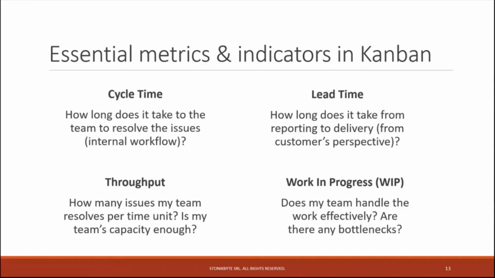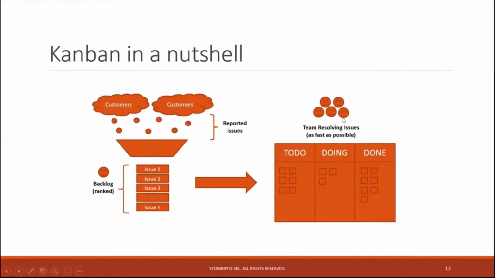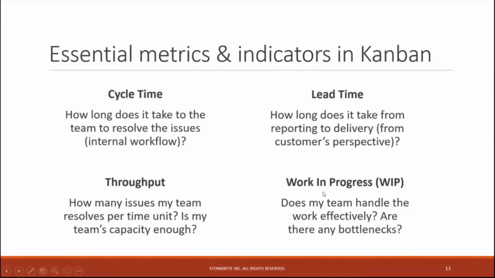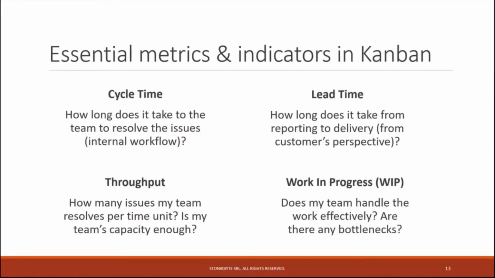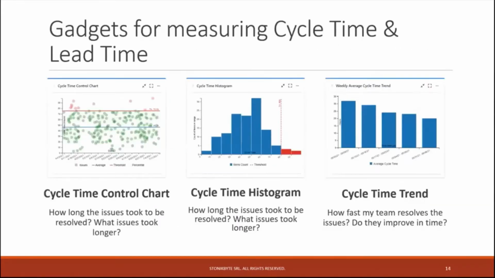Another important metric is the throughput, or what we name Kanban velocity. Throughput indicates how many issues the team resolves per time unit, how productive this team is, how many issues they resolve in one week, let's say. This way you measure the capacity and the productivity of the team. And there is also the work in progress, which is essential to see if your process has bottlenecks or if it works smoothly. So it's an important indicator you should always look at if you manage such a process or a Kanban team. And for this, we have various gadgets available that I'm going to present.